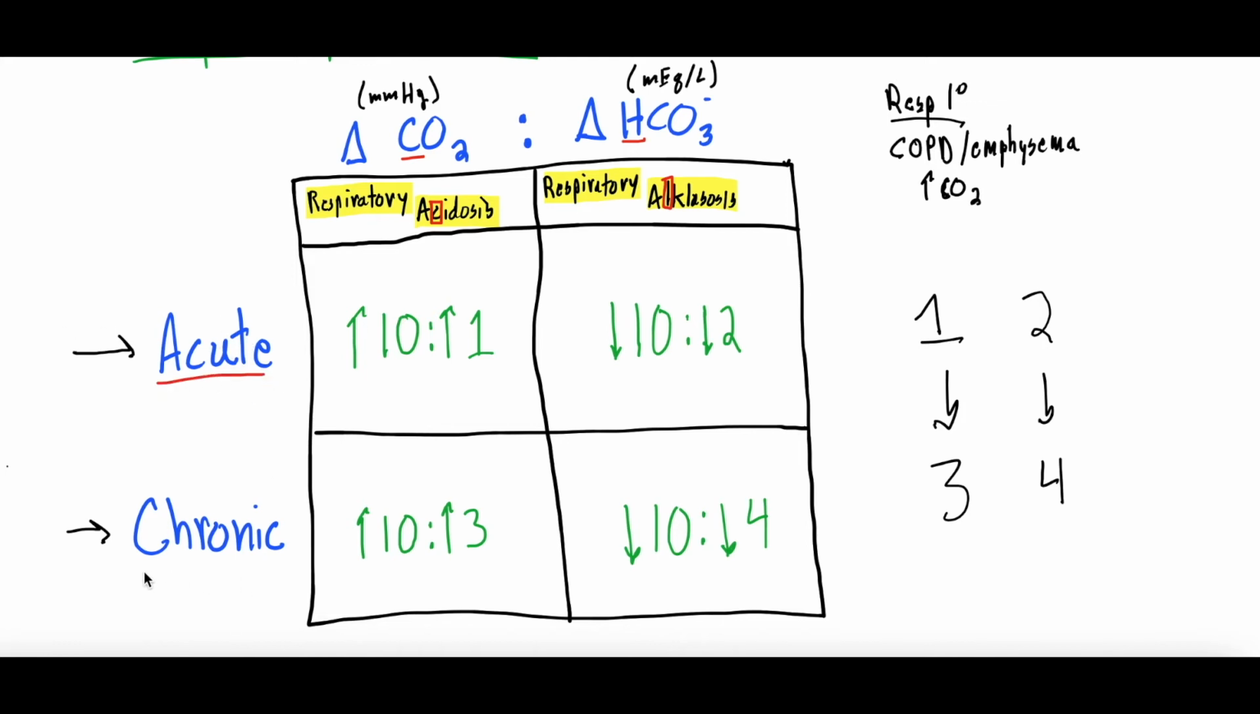Acute comes first, chronic, second row. Chronic comes later. And what this is telling you is the change in the CO2, because CO2 is first, compared to the change in the bicarb that you would expect for a compensated respiratory acidosis. So what does this actually look like?